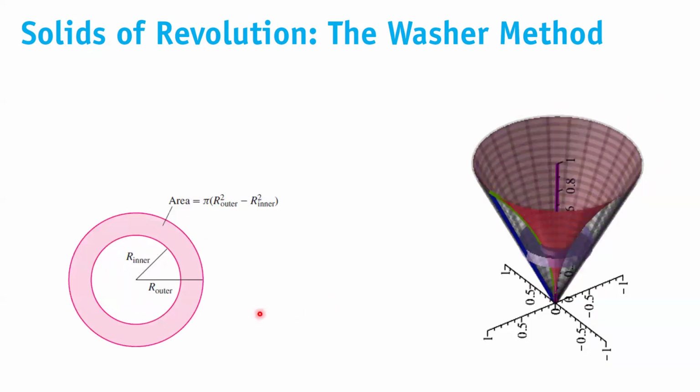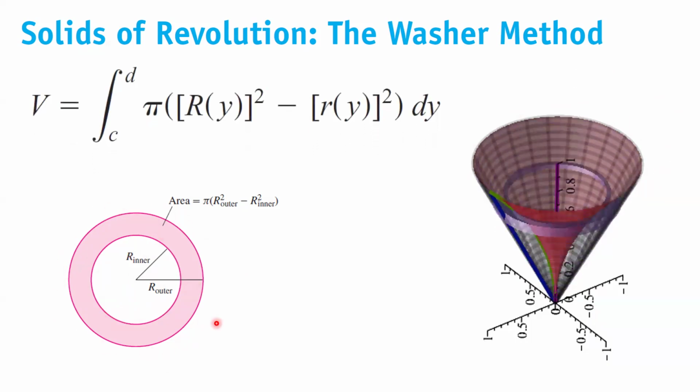The idea is the same. You calculate the area of the washer by subtracting the smaller area from the larger area. But now you need to write everything in terms of y. So the volume is the definite integral of pi times R(y) to the second power minus r(y) to the second power. The capital R represents the larger radius, and the smaller r shows the smaller radius.